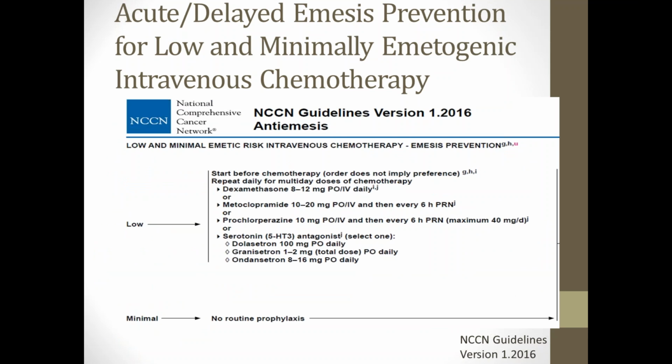For your low and minimal emetogenic risk categories, first for low, you don't have to give them a combination of medications. You can either give them just the steroid or just the 5-HT3 antagonist, and that will usually suffice for those patients. And your minimally emetogenic category, which is most of your monoclonal antibody drugs such as Rituxan, for example, if they're given single agent by themselves, you don't have to give them antiemetic prophylaxis at all.